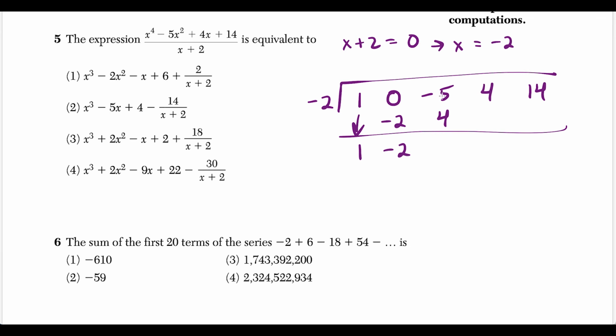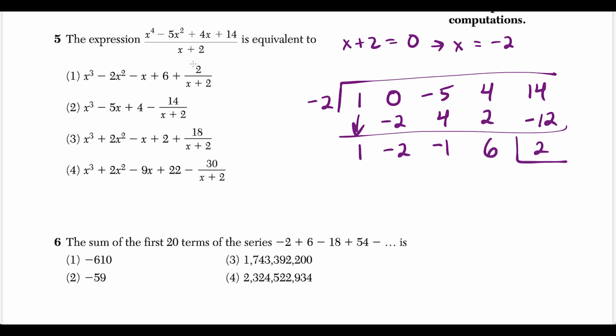You're going to get 4. Negative 5 plus 4 is negative 1. And then negative 2 times negative 1 is positive 2. This becomes 6. And then negative 2 times 6 is going to give us negative 12 like this. And then 14 plus negative 12 is 2. And this is our remainder.